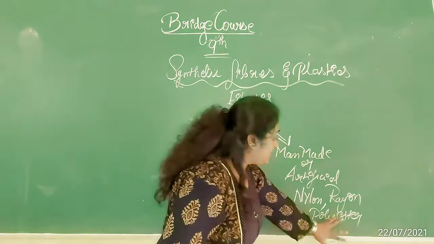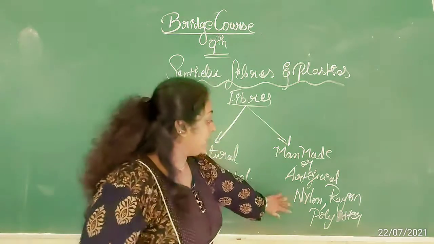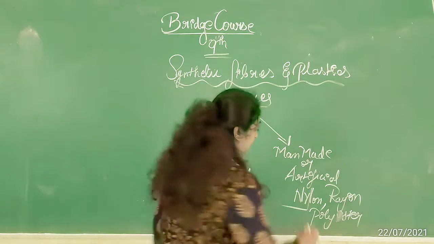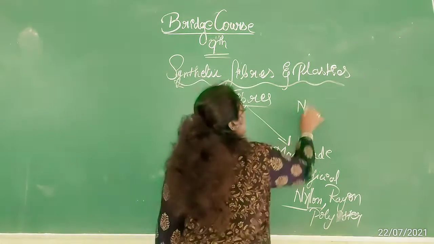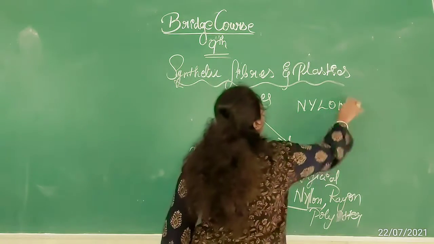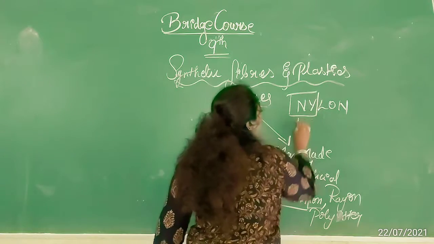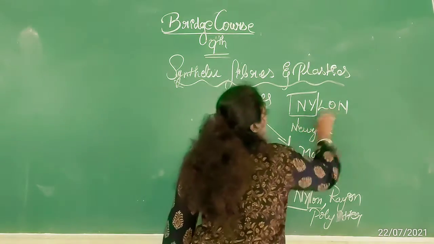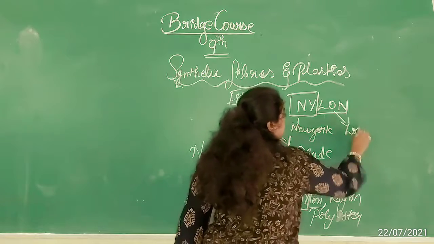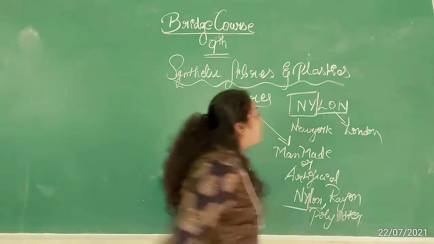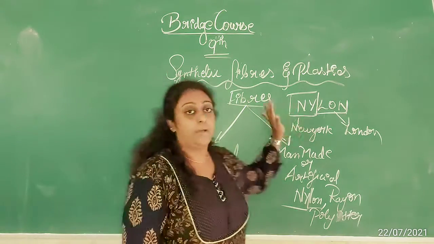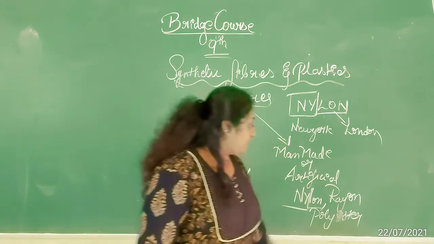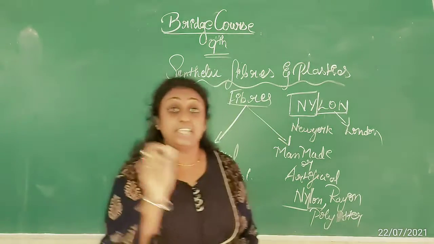Now what exactly is nylon? If you split it, New York and London, I write it N-Y-L-O-N. N-Y goes for New York and L-O-N goes for London. So this is a famous fiber fabric from those two places. Next, rayon. And polyester means ester is there, no? Ester.